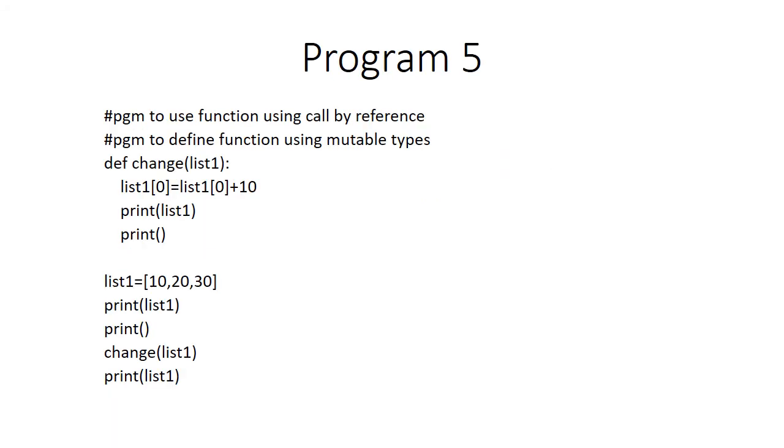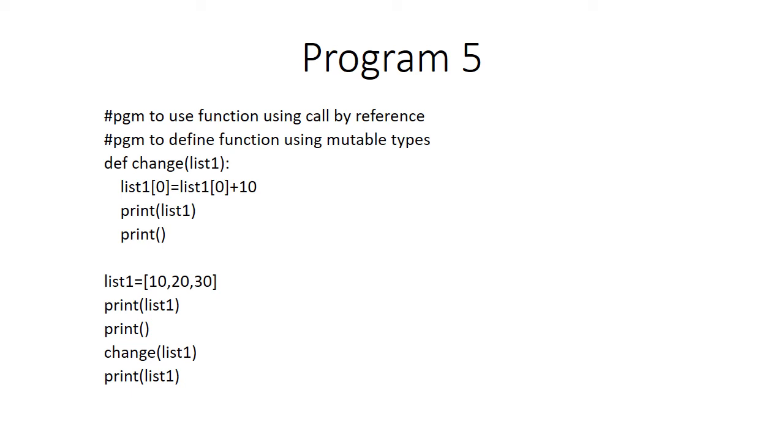Program number 5. This program is an example to define a function using call by reference. This program is also an example to define a function using mutable types, and here as a mutable type we are using a list. In the main program you can see a list called list1, and to that list1 three values are entered: 10, 20 and 30. And that list is printed. Print list1. Later a function called change is called.